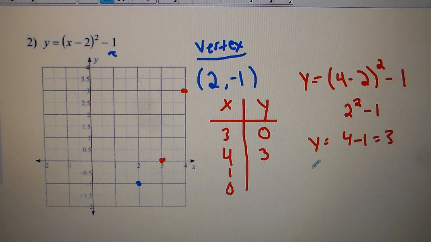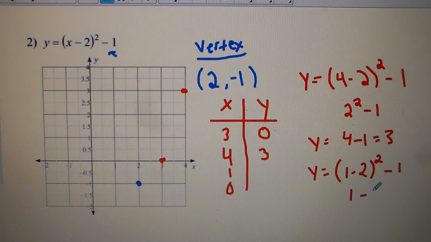We're then going to plug in 1. So we do 1 minus 2 squared minus 1. Well, 1 minus 2 is negative 1. Negative 1 squared is positive 1. And positive 1 minus 1 gets us 0. So when x is 1, y is 0. So we plot that point, 1, 0. 1 to the right, 0 up or down.